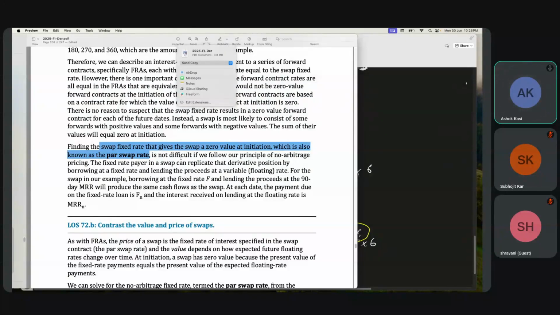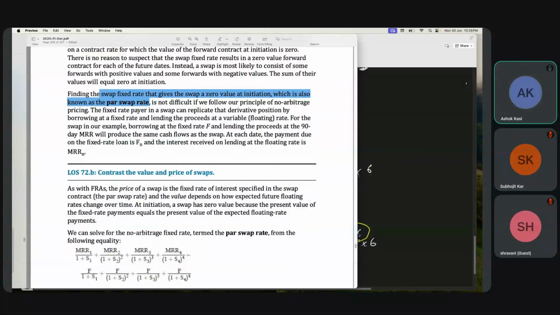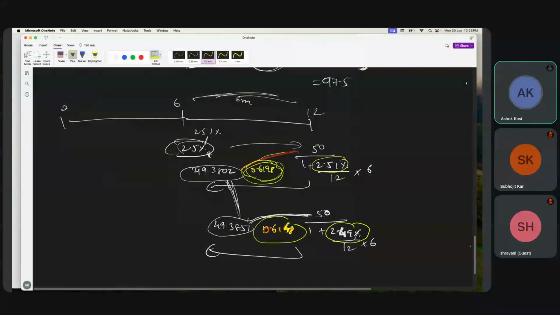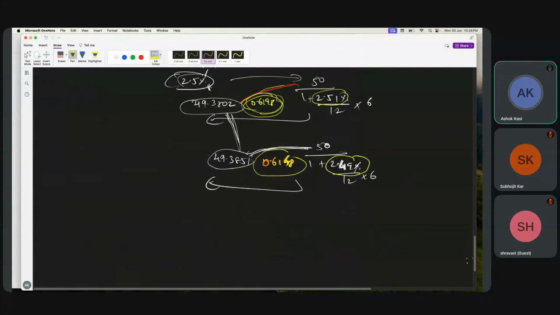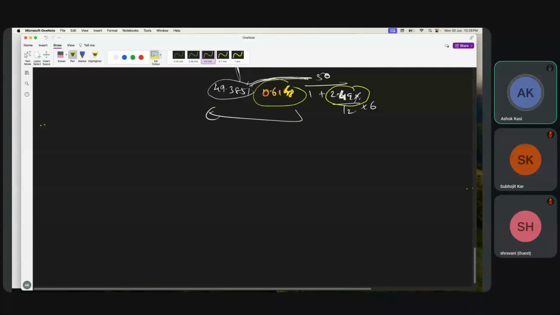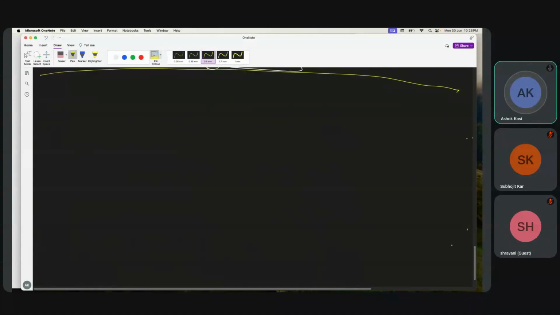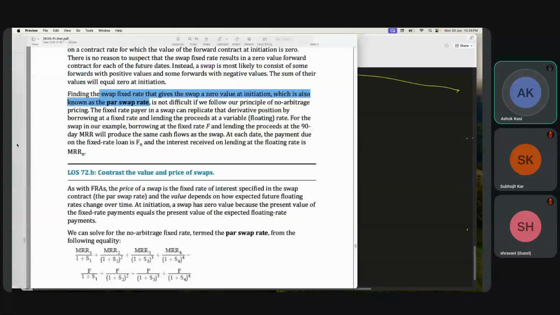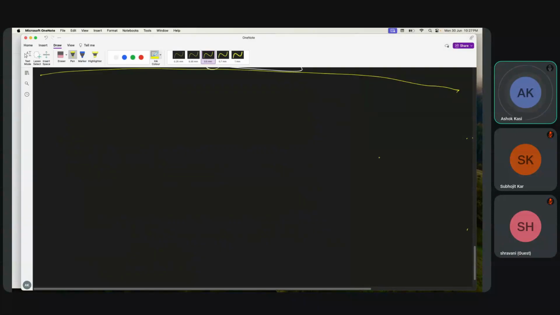Now, what is this? I'll explain. What is swap par rate or par swap rate? It's a very important term. In derivatives, in fixed income also it will come. But when you learn about swaps, it becomes extremely important. Now why do they call this par?